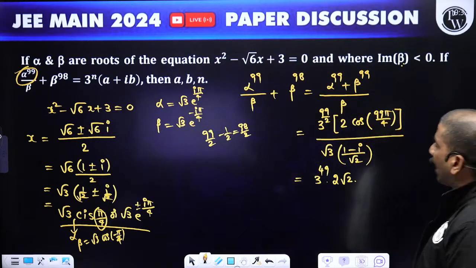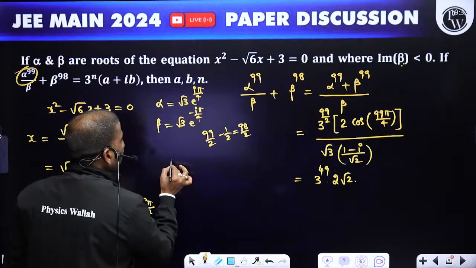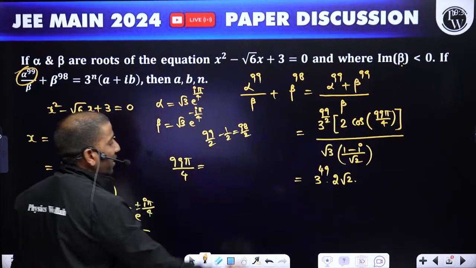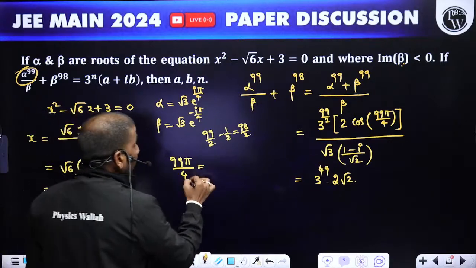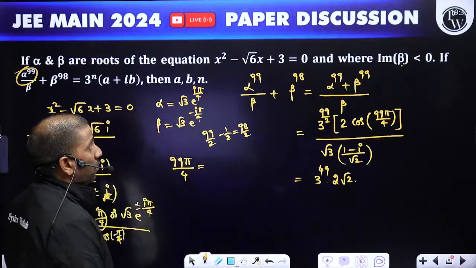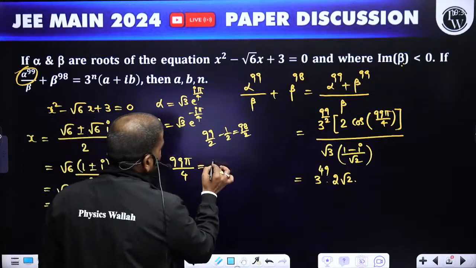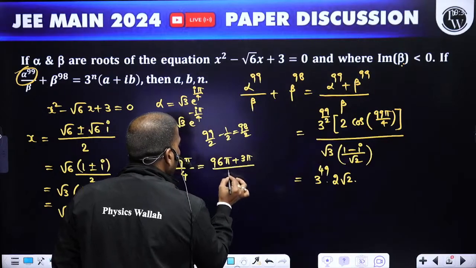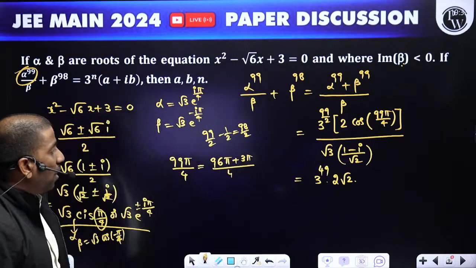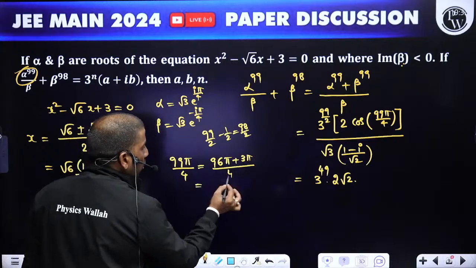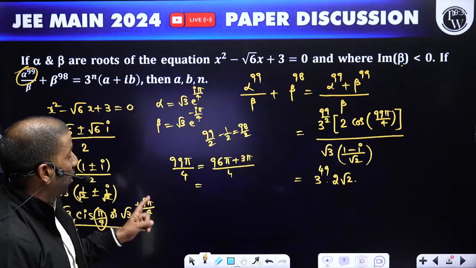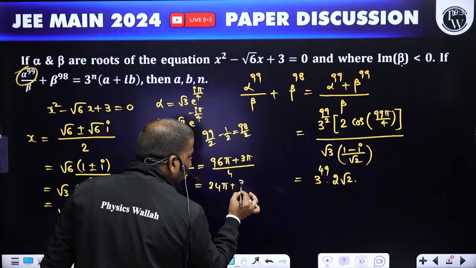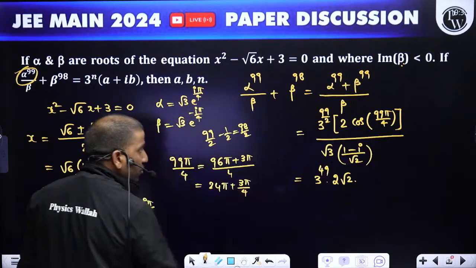Next, 99 pi by 4. What is 99 pi by 4? When we reduce it using the reduction form, 98 we can write, right? 8. So 96 you can write. 96 pi plus 3 pi by 4. Am I right? Yes. So if you divide here, 4 1 jar, 4 2 jar. So 24 pi plus 3 pi by 4. This is what it is.